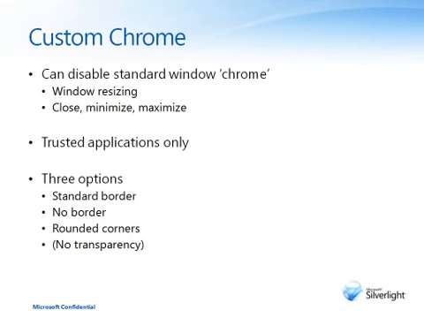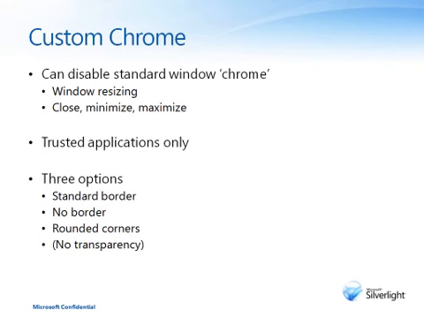Chrome is the informal term for the window decorations added by the operating system, such as the title bar, the resize handles, and the buttons for closing, minimizing, or maximizing the window. Trusted Silverlight applications are able to disable this standard operating system Chrome so they can provide custom alternatives. This might involve producing a slightly different appearance for the title bar and borders, but you're not under any obligation to reproduce these standard features at all.